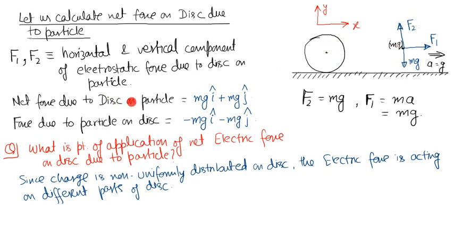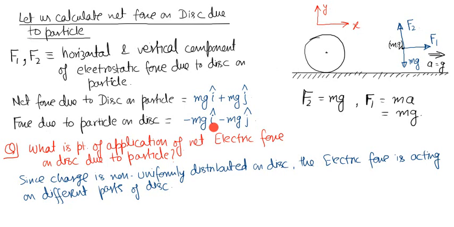So the net force due to the disk on the particle is mg i cap. I have assumed the horizontal rightward direction as positive x and the upward vertical direction as positive y. So the net force on the particle due to the disk will be mg i cap plus mg j cap. Now from Newton's third law of motion, the particle will exert an equal and opposite force on the disk. So the force due to the particle on the disk will be equal to the negative of this force, which is minus mg i cap minus mg j cap. So this is the net force due to the particle on the disk.